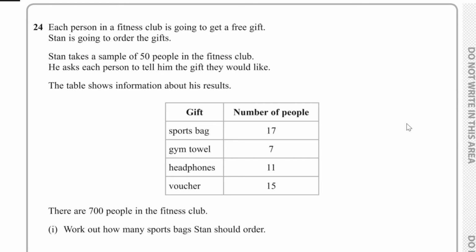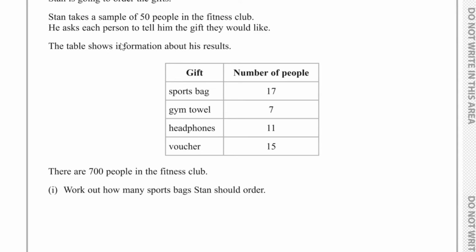Question 24. Each person in a fitness club is going to get a free gift. Stan is going to order these gifts. Stan takes a sample of 50 people in the fitness club. He asks each person to tell him the gift they would like. The table shows information about these results. 17 want a sports bag, 7 want a gym towel, 11 want headphones, 15 want a voucher. There are 700 people in the fitness club. Work out how many sports bags Stan should order.